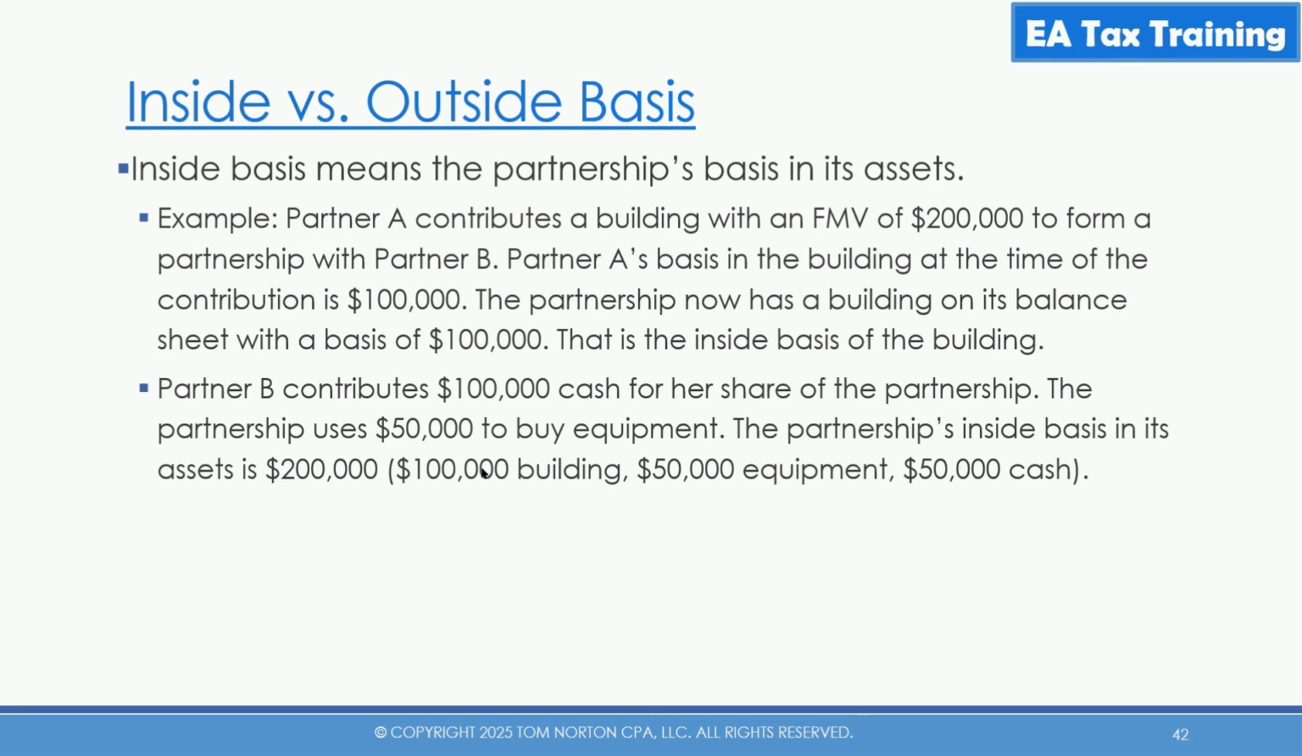Partner B contributes $100,000 cash for her share of the partnership. The partnership uses $50,000 of that to buy equipment. The partnership's inside basis in its assets is now $200,000: $100,000 for the building, $50,000 for the equipment, and then $50,000 of cash that is still in the bank.